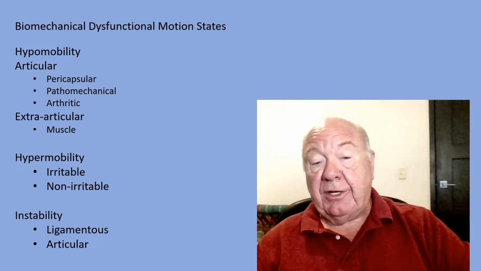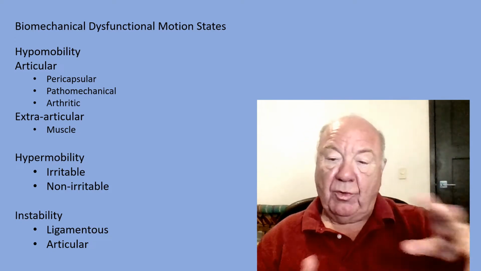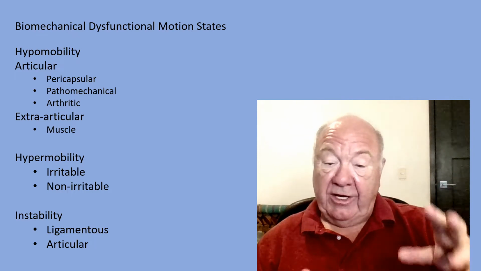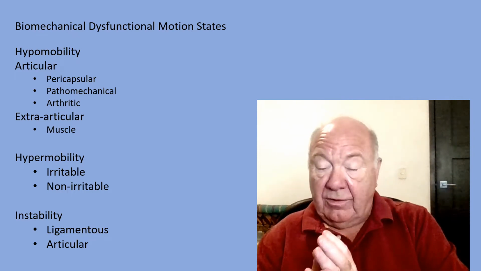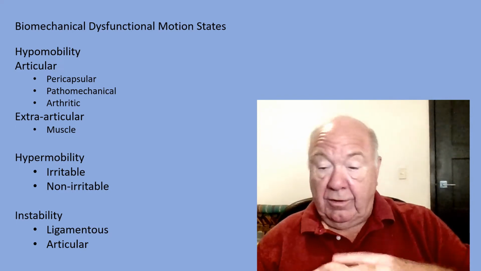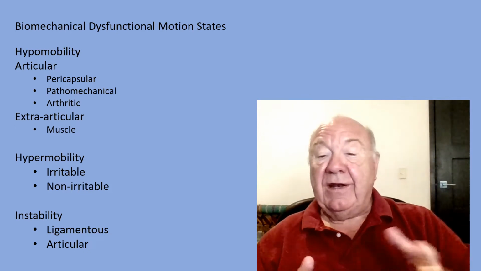Then we come to instability. Again, two types for us. Ligamentous instability, where the capsule or the ligaments have actually been overstretched or torn, and articular instability, where the articular surfaces have degenerated and thinned out. This is arthrosis. This is always the beginning of arthrosis. Arthrosis always begins with instability.